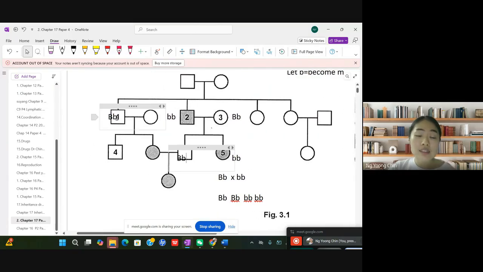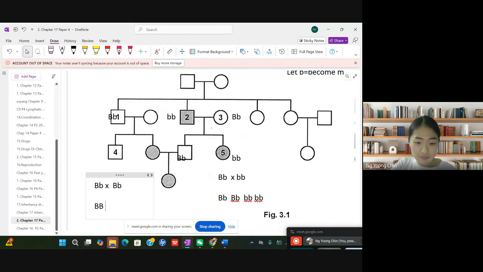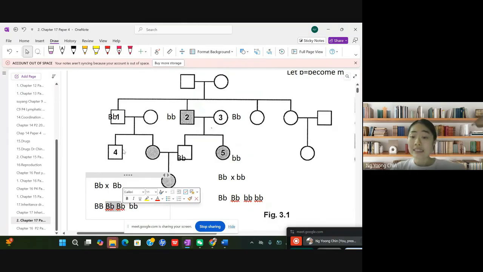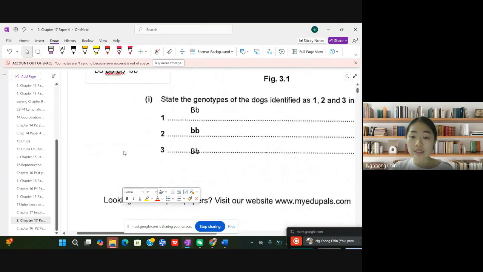So what happens if number 1 is a carrier? If number 1 is a carrier, then here also carrier. What will happen is Bb crossed with Bb becomes BB, Bb, Bb and bb. So you will have one of the progeny defective, one other will be normal, but 2 of them will be carriers. So this is how you're able to guess it, just to guess it.